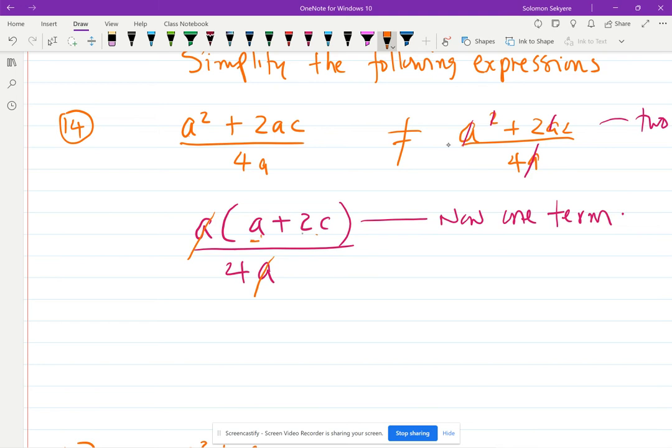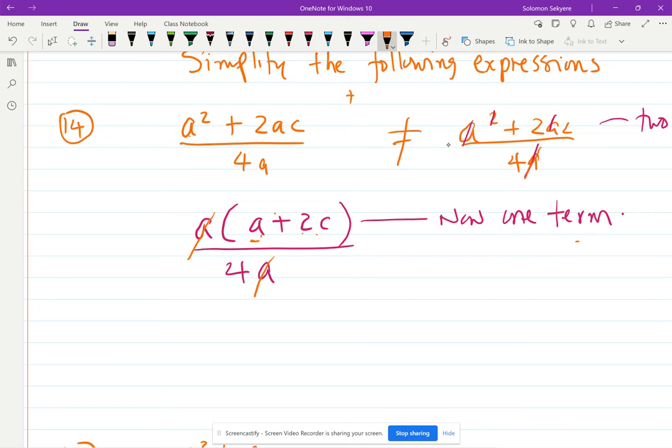You can check your work by distributing the a to see if you get a squared plus 2ac: a times a is a squared, and a times 2c is 2ac. So we factor it out to simplify it. Now we have a times (a plus 2c) over 4a. Because of the plus sign, we have two terms, a squared and 2ac. The addition and subtraction signs create terms. So now these are two terms.